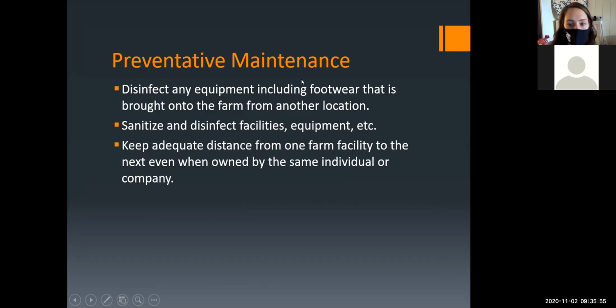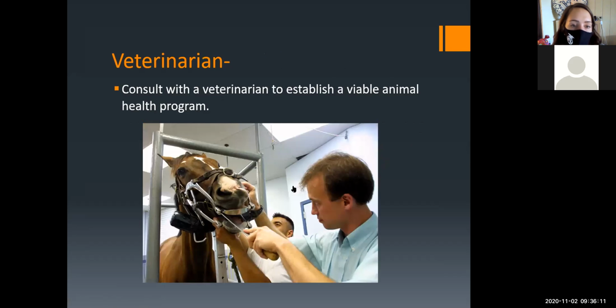Disinfect any equipment, including your footwear, that's brought onto the farm from another location. Sanitize and disinfect facilities, equipment. Keep adequate distance from one farm facility to the next, even if it's owned by the same company. Veterinarian, make sure you consult with a veterinarian to establish a viable animal health program. Make sure you have a vet that's coming out to check them maybe once a year, twice a year, just to make sure that they're good, and to keep them on a vaccination schedule.